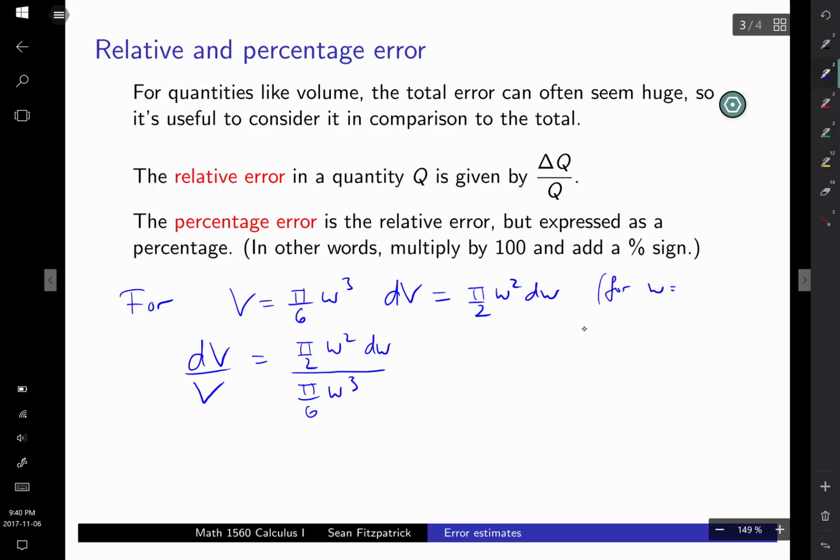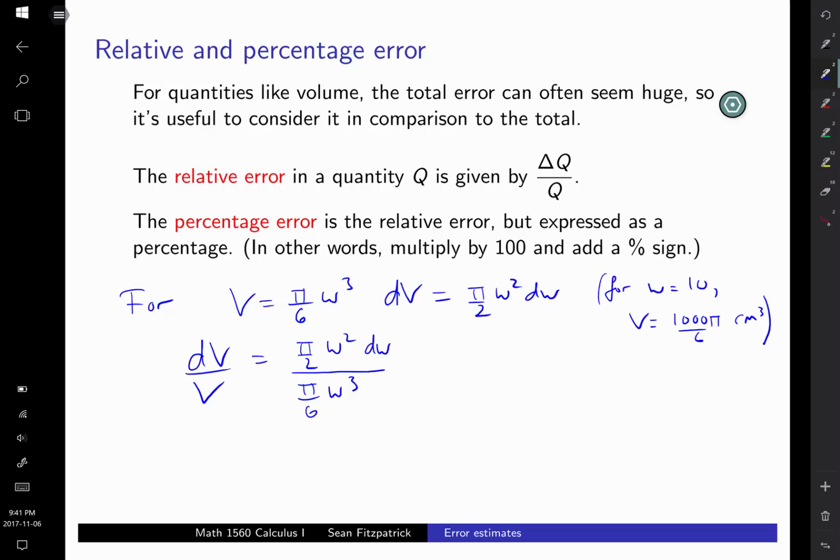And notice that our measured volume here, for w equals 10, is 1,000 pi over 6. So relative to something that's around 500, an error of about 15 isn't so bad.